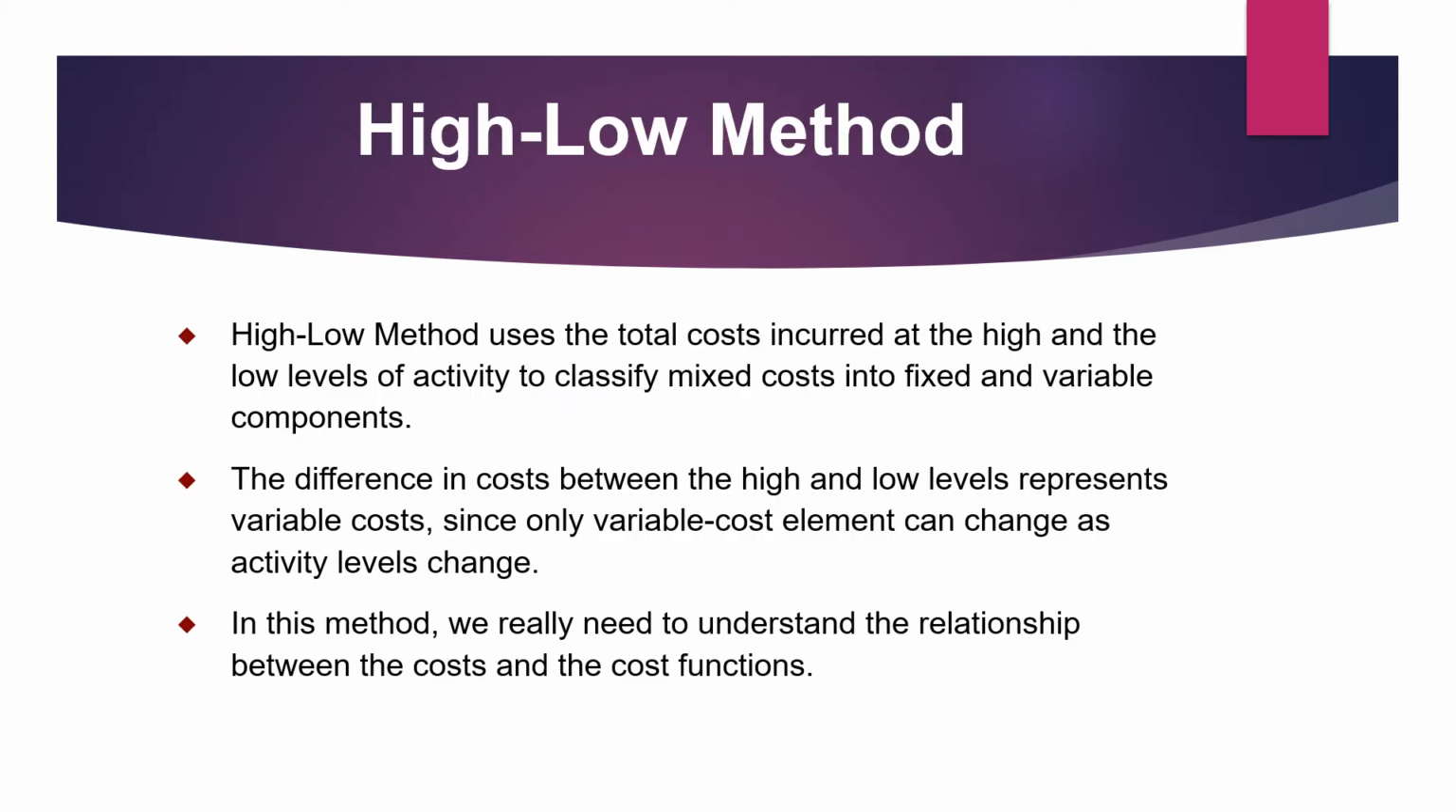High-low method. The high-low method uses the total cost incurred at the high and the low level of activity to classify mixed cost into fixed and variable components. The difference in cost between the high and low level represents variable cost, since only the variable cost element can change as the activity level changes. In this method, we really need to understand the relationship between the cost and the cost function.